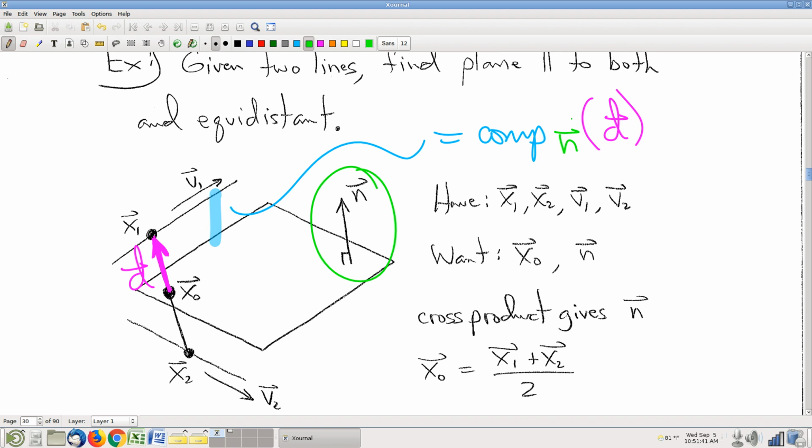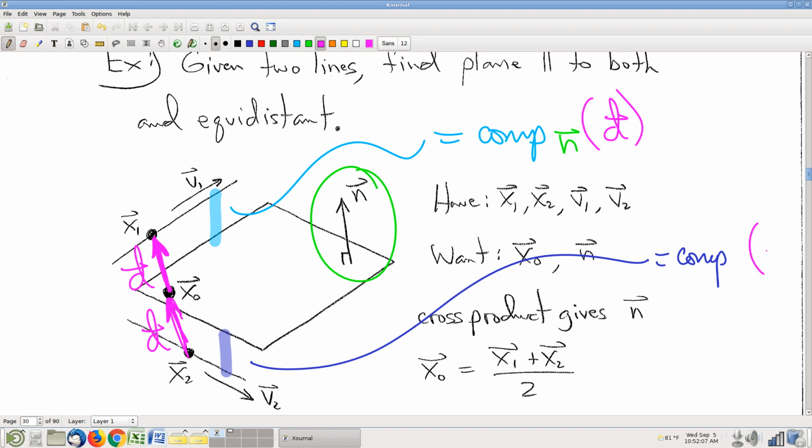All right. Now let's find this right there. That too is a component. It's a component of this exact same vector. That's the same vector because of the fact that x naught is the midpoint in the perpendicular direction. Right? So the light blue distance and the dark blue distance are computed by the same formula, therefore the same value. Therefore, this plane is equidistant between the two lines.